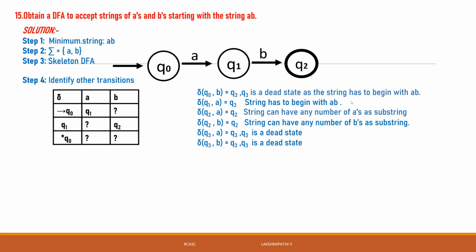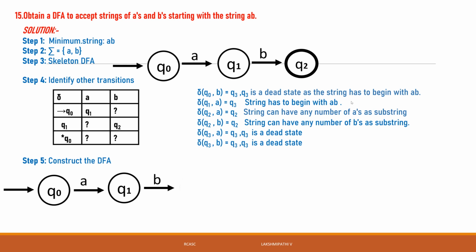If we are taking the sigma, q3 of a is equal to q3 because it is a dead state. q3 of b is also q3, it is a dead state. Then we can go for the transitions. What are the transitions we did? Then we can go for constructing the DFA. q0 of a is q1, q1 of b is q2. It will be similar to the skeleton we designed. Then come to q0 of b. For q0 of b we take one state, that is called a trap state, that is q3. The q0 of b is q3.